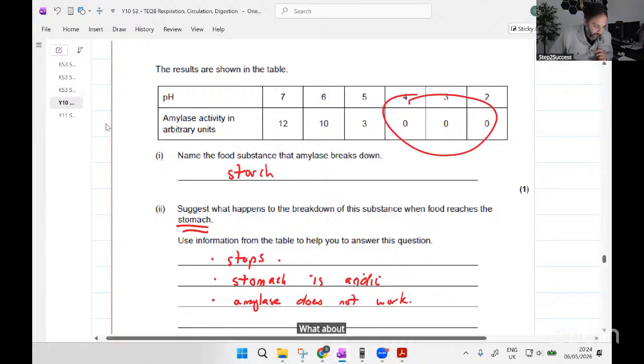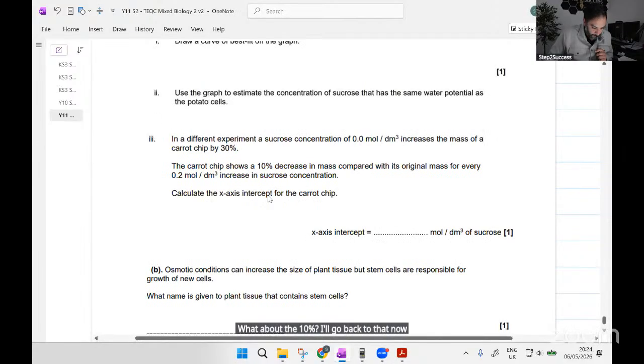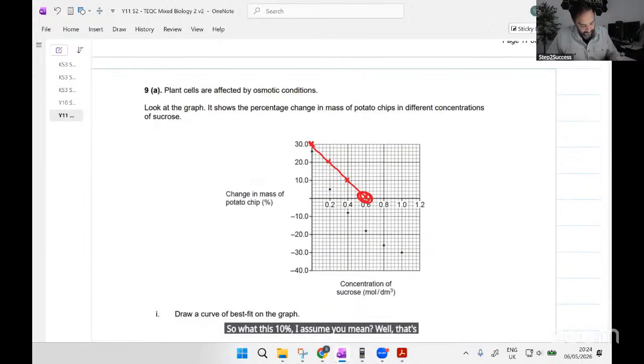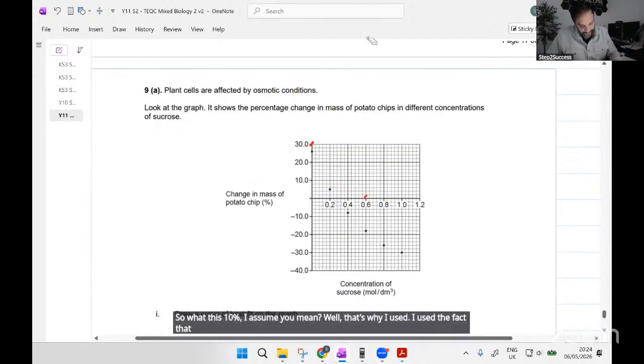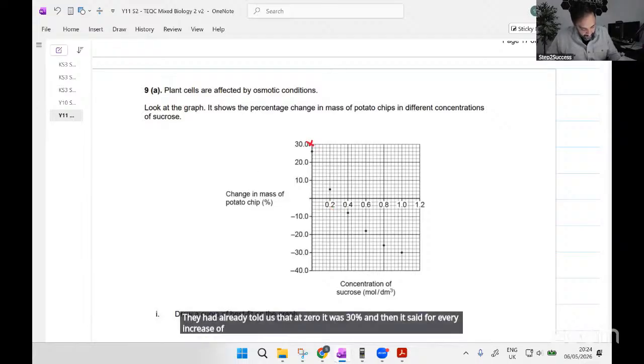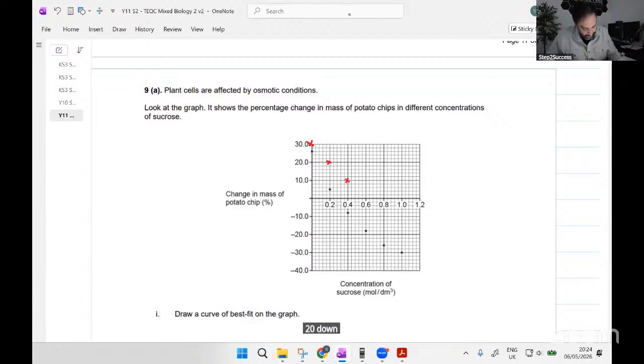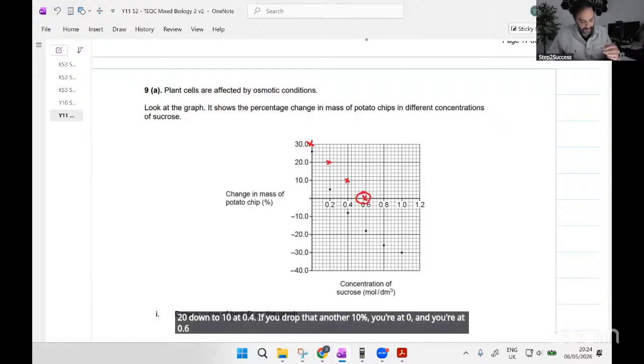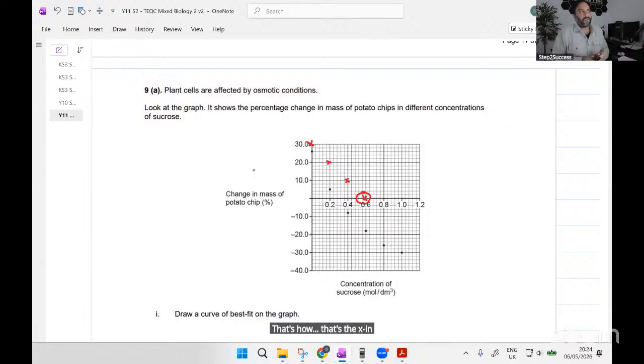What about the 10%? I'll go back to that now. So this 10%, I assume you mean? Well, that's what I used. I used the fact that they had already told us that at 0, it was 30%. And then it said for every increase of 0.2, this dropped by 10%. So that's why I put from 30 down to 20 at 0.2. And then 20 down to 10 at 0.4. If you drop that another 10%, you're at 0 and you're at 0.6. And that's the x-intercept effectively. That is what that means. Does that make sense?